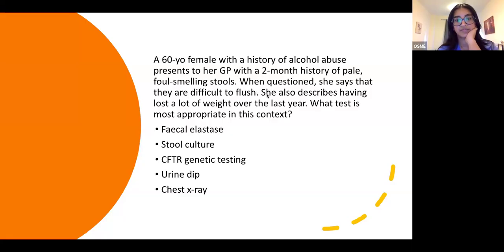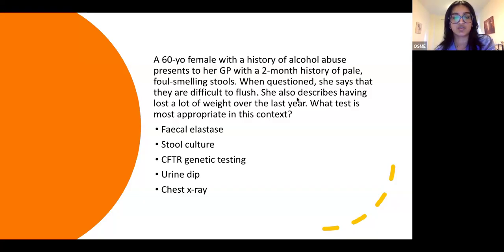Okay, so if we go through the question, the female has a history of alcohol abuse, which is relevant because it can lead to chronic pancreatitis. And she has a long history of pale, foul smelling stools. So, what that tells me is they're malabsorptive, and she is not absorbing essentially the nutrients from her food properly. They're also difficult to flush, so that suggests that they're fatty, probably steatorrhea.